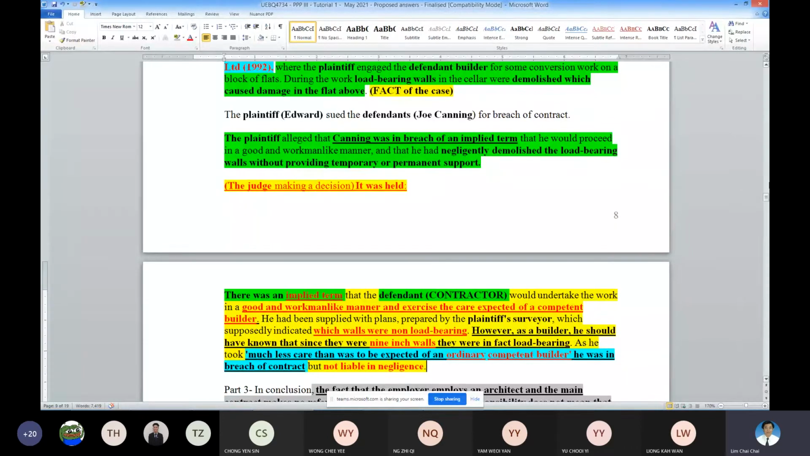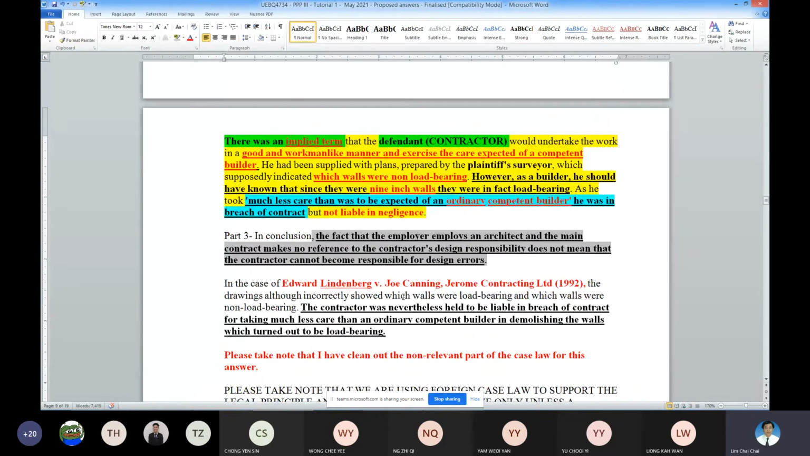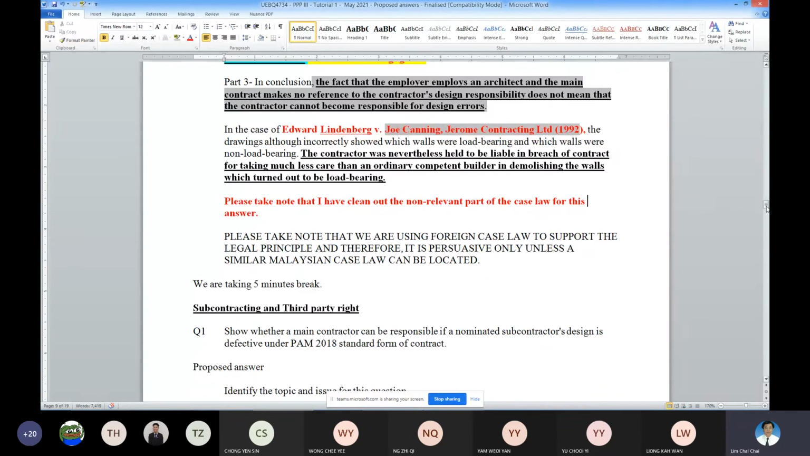But this builder here didn't do that. So that's why the builder is responsible, and the builder is Joe Canning. Okay, the contractor is responsible for this so-called error. So this is how you understand this type of question. Generally you can see the details of the case law; I cleaned it out, I need to put in the relevant one.